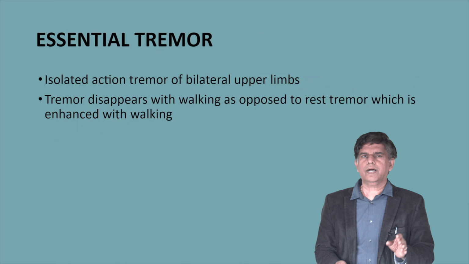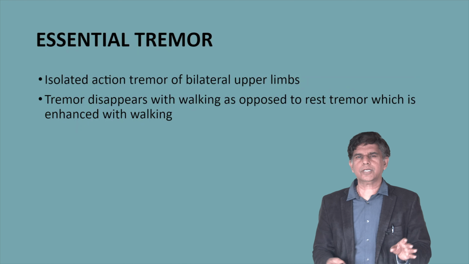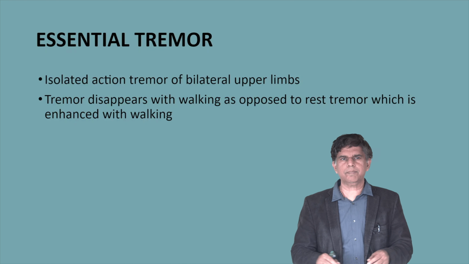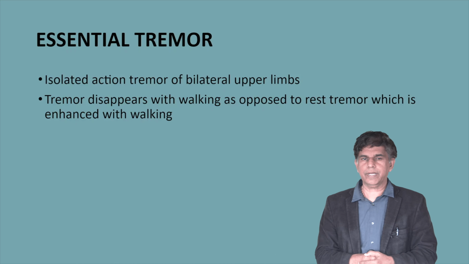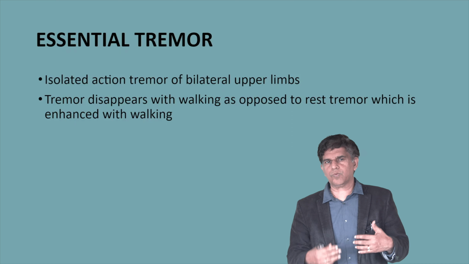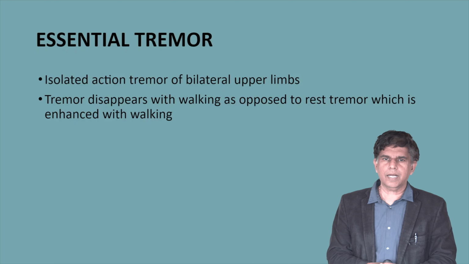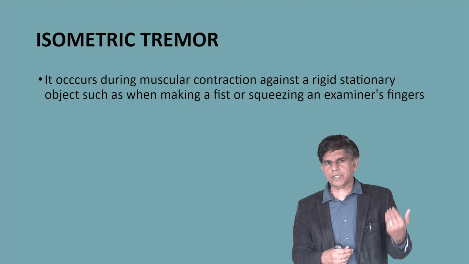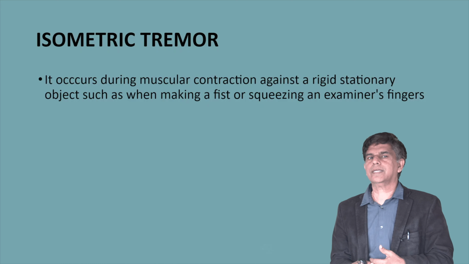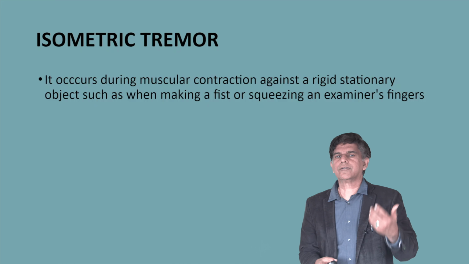Essential tremor: isolated action tremor, it could be bilateral, usually in the upper limb. Tremor disappears with walking. That's the main point to remember here. When the patient starts walking, the tremor disappears, while the resting tremor is enhanced by walking, okay? The resting tremor increases with walking, but essential tremor decreases with walking.